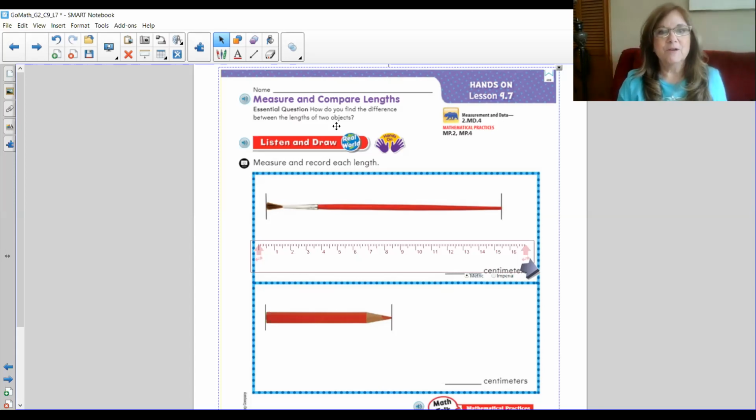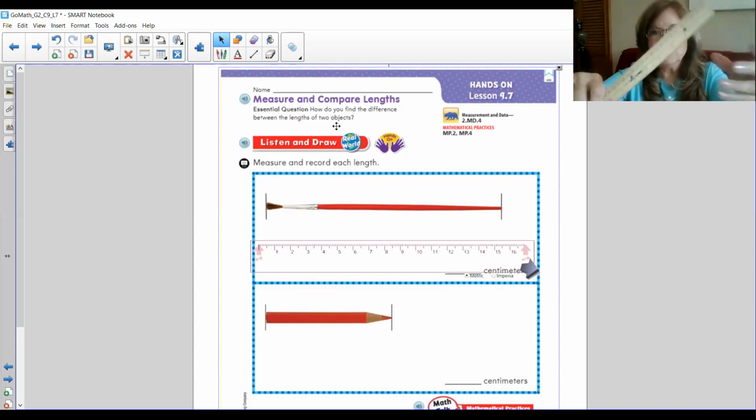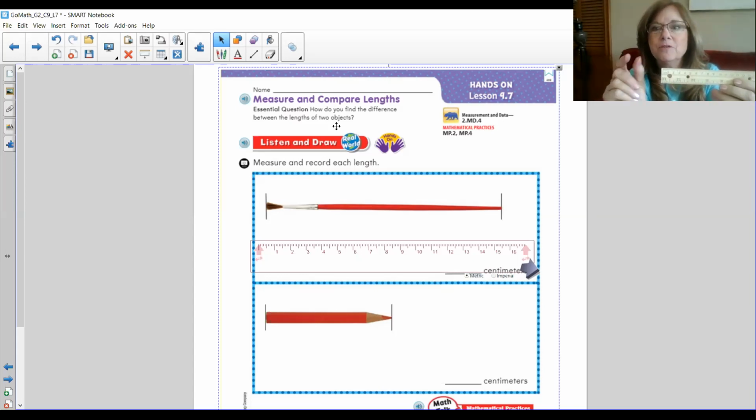So if you have your ruler, your centimeter ruler, hopefully you have one, you want to make sure that it's turned to the centimeter side, and the centimeters are the numbers that are closer together. Centimeters are smaller than inches. A centimeter is only about the width of your finger, and if you are on the inch side, 1 inch is about 2 fingers. So it takes a lot more centimeters to measure something than it does inches.